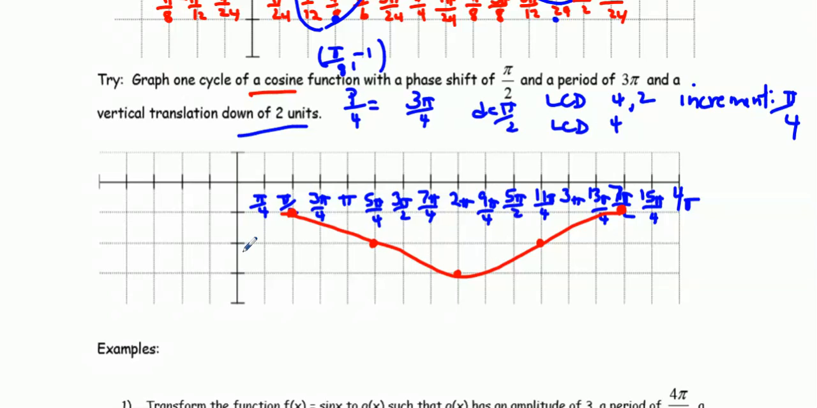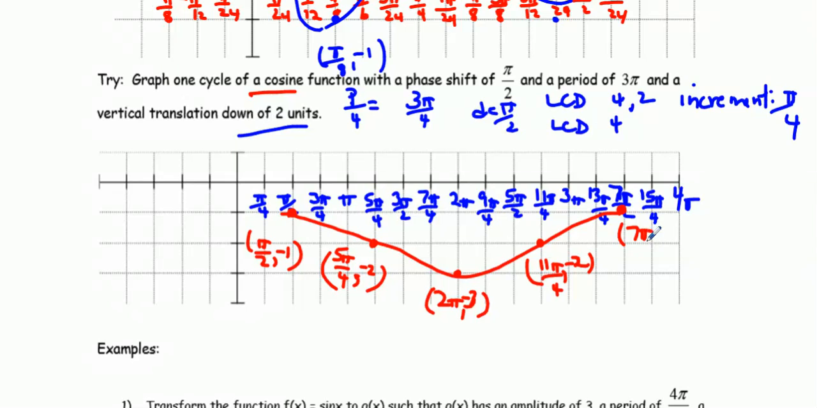I'm going to label 5 points again. This is going to be pi by 2 and negative 1. This is going to be 5 pi by 4 and negative 2. This is going to be 2 pi and negative 3. This is going to be 11 pi by 4 and negative 2. And this one is going to be 7 pi by 2 and negative 1. Okay, those were the easy ones.